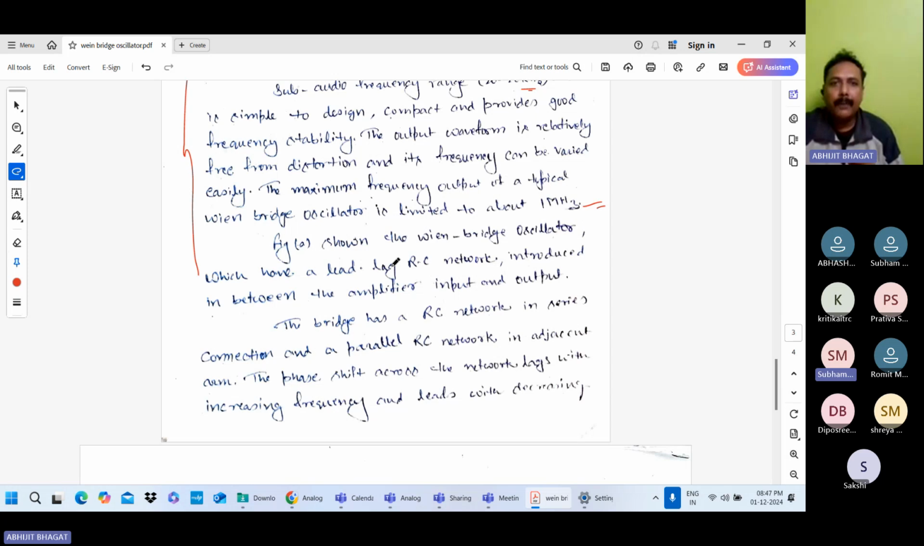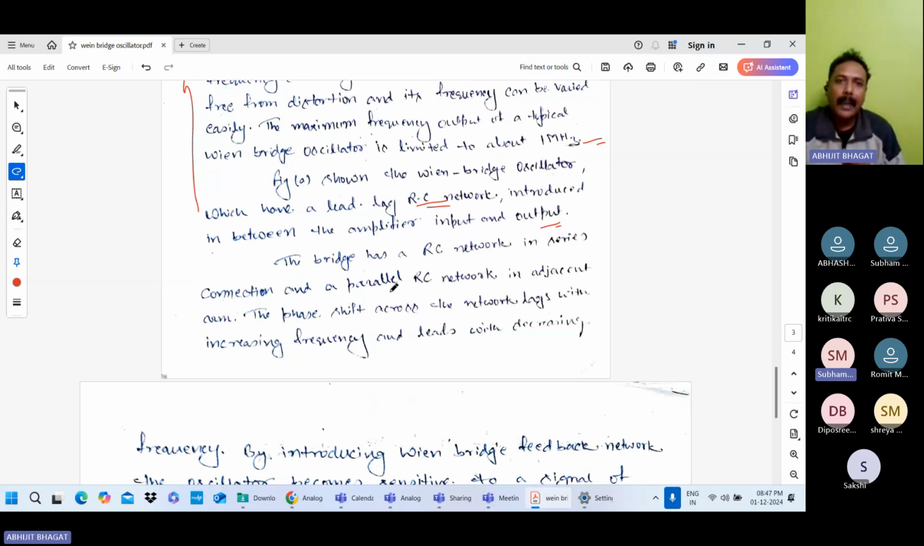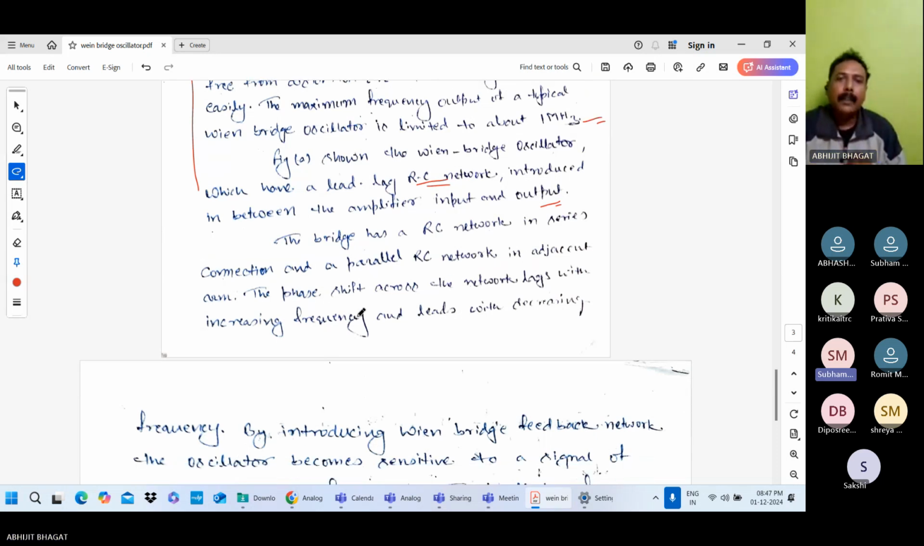Figure A shows the Wien Bridge oscillator, which has a lead-lag RC network. The lead-lag RC network is introduced in between the amplifier input and output. The bridge has a series RC network and a parallel RC network adjacent to it. In the connection diagram, one R and C is in series and the other R and C is in parallel. These things are explained here.